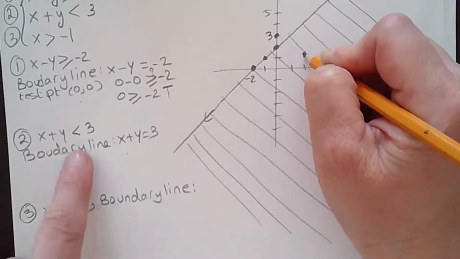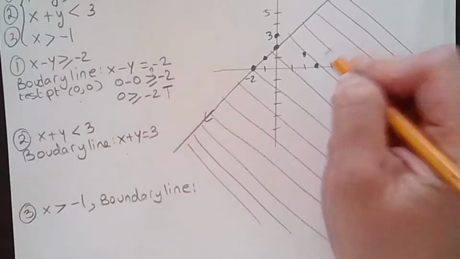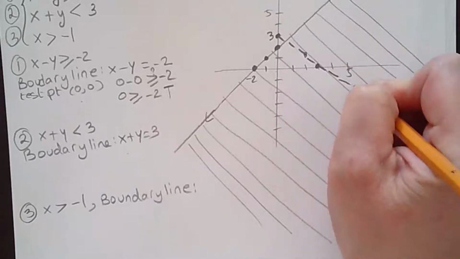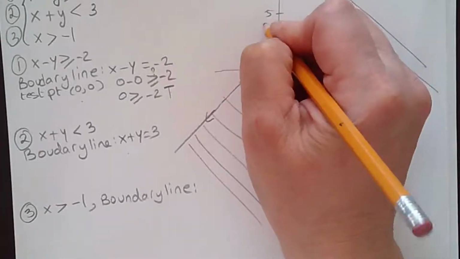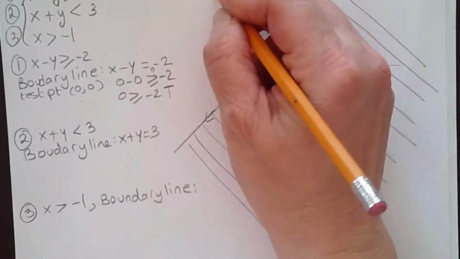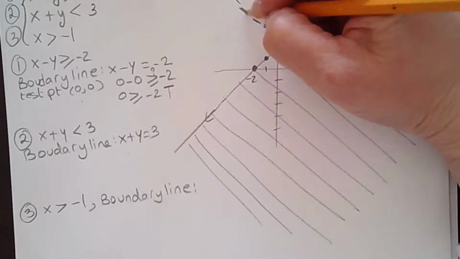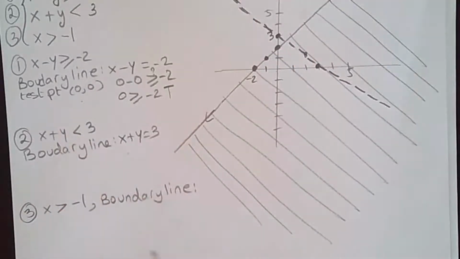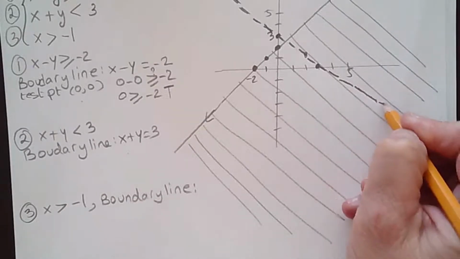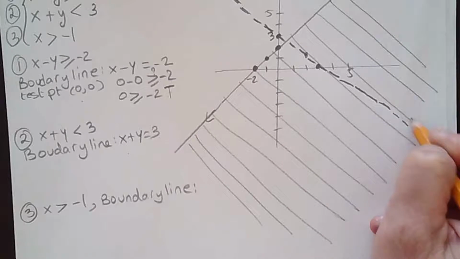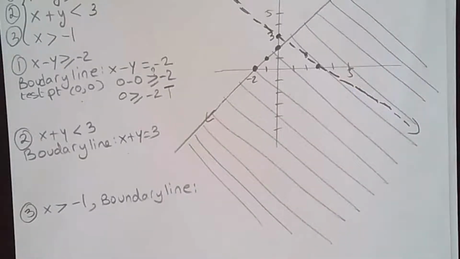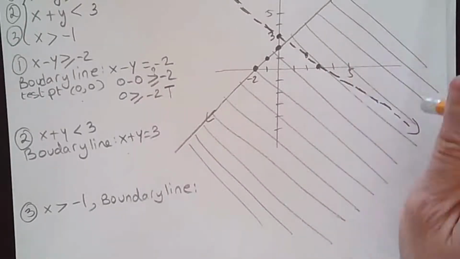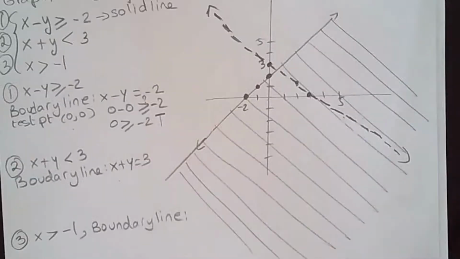Now this is not a solid line. You have less than, so this is going to be a dashed line. Again, why do we have a dashed line? Because we have x plus y less than 3, not x plus y less than or equal to 3. Sorry if it's not coming out straight here. Again, it's dashed, so be careful. Don't think about it as a solid line.